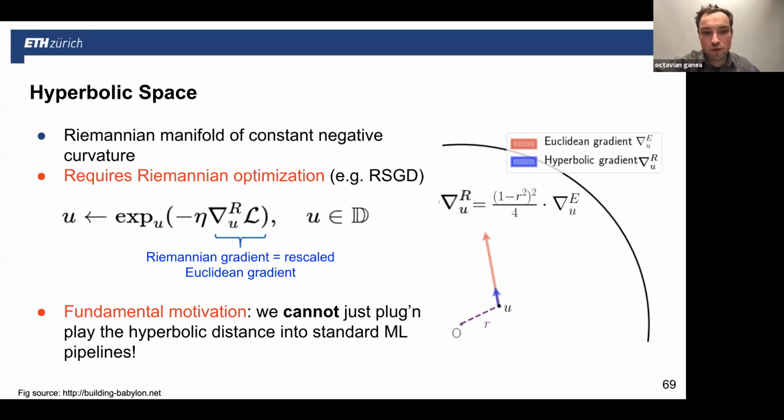Anyways, this provides the fundamental motivation for why we cannot just plug and play the hyperbolic distance into standard machine learning pipelines. We also have to use Riemannian optimization, which gives a fundamental difference.